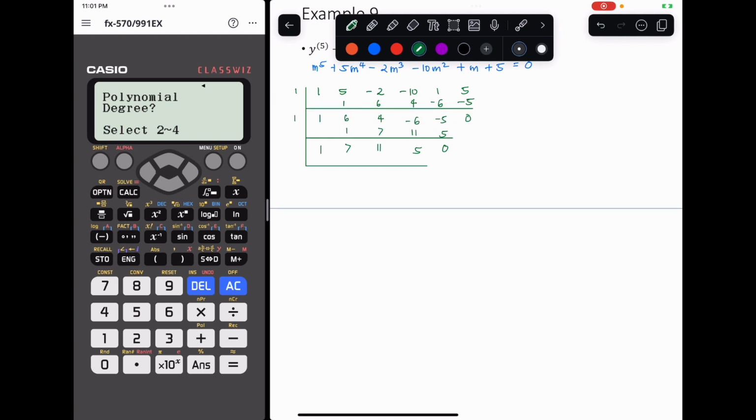So since everything is positive, I'll try negative 1. So 1, negative 1, 6, negative 6. 11 minus 6 is 5. So 5 times negative 1 is negative 5. So that makes it 0. So negative 1. So 5 and 1. Okay, so we could try another negative 1.